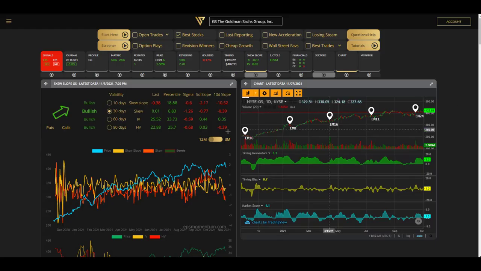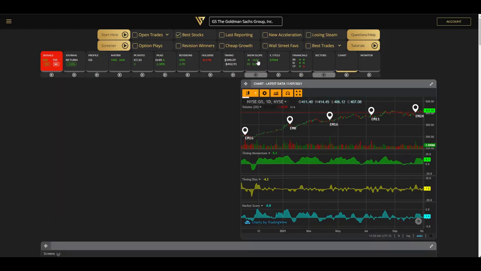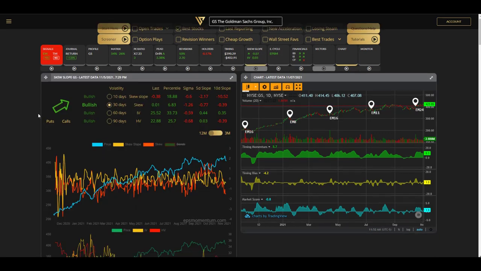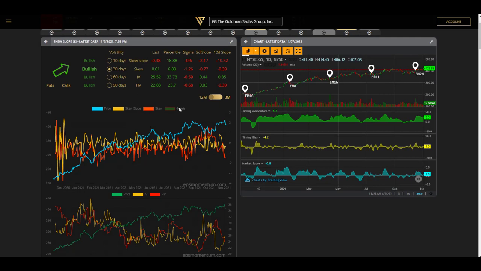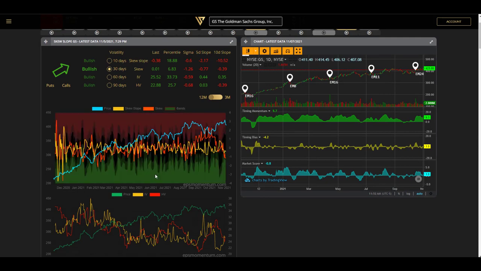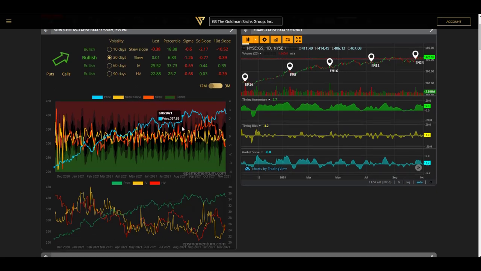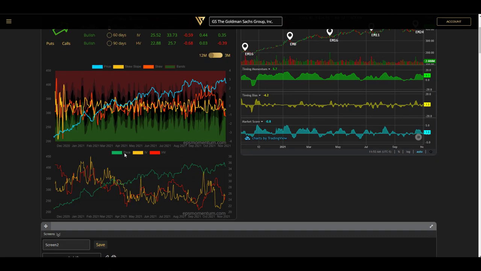Okay, let's go back to EPSMomentum.com. This is the widget you click on, skew slope, and this will give you, for Goldman Sachs, what's happening on the option market. The widget will come up with two charts: the price, historical vol, implied vol, and the skew slope, and price and the bands. All right, so let's start at the bottom. You see the price, the implied vol and historical vol. Implied vol is in yellow and the historical vol is in red.